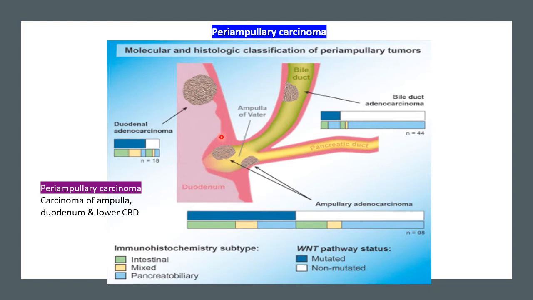The important thing is it can cause very serious gross jaundice, which can rapidly cause deterioration of liver function and death. Periampullary carcinoma has a very poor prognosis.